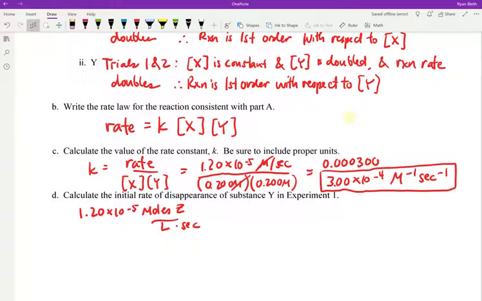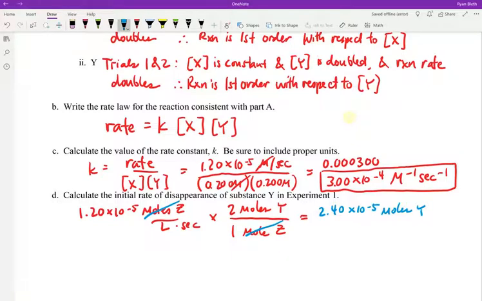So I'm going to take that 2 moles of Y will be used for every 1 mole of Z that's being formed. And moles of Z would cancel out, leaving me with 2.40 times 10 to the negative 5. And that'd be moles of Y per liter per second. So that'd be my rate of Y being used, rate of disappearance.